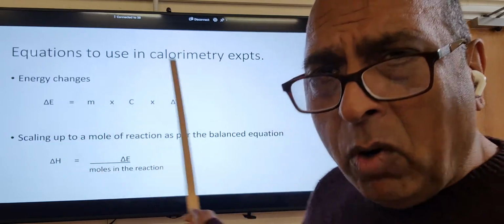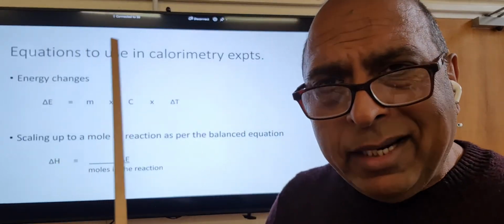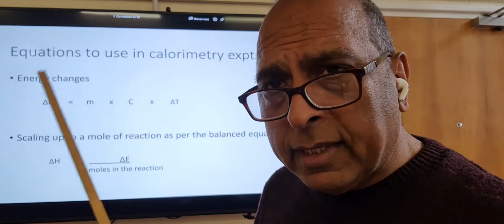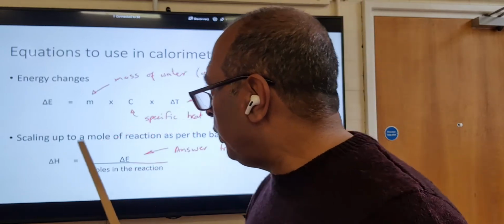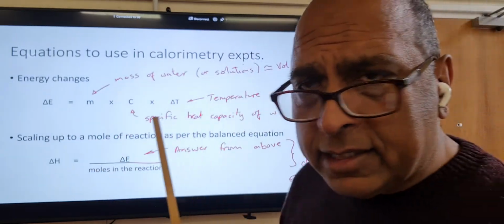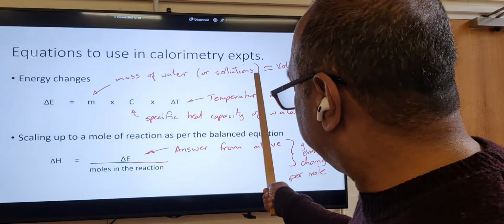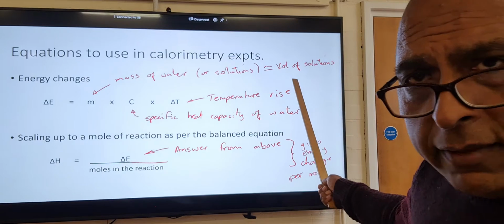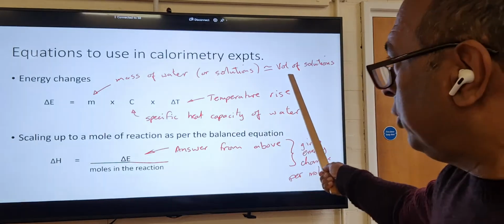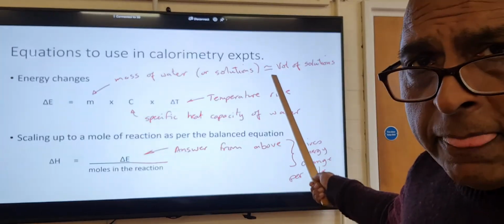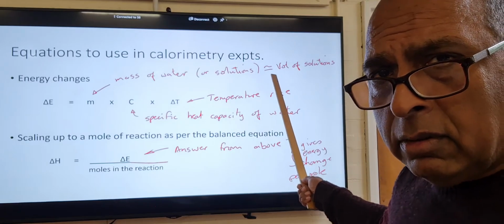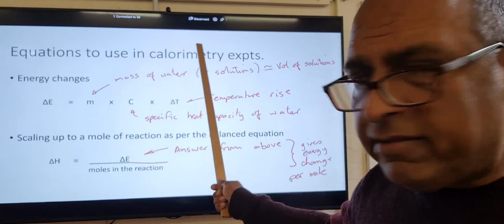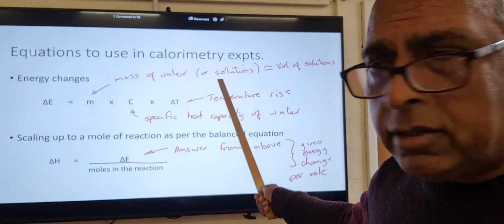And most of our solutions are nearly all water. So when we've got solutions, we just treat it as water and consequently, we work out here in red, I've annotated it, M is mass of the water or solutions, and that's going to be the same as the volume of solutions. Now that's my first experiment I'm going to do. I'm going to need that approximation. The volume of the solution is the mass of the water in that solution, because there's very little solute dissolved.